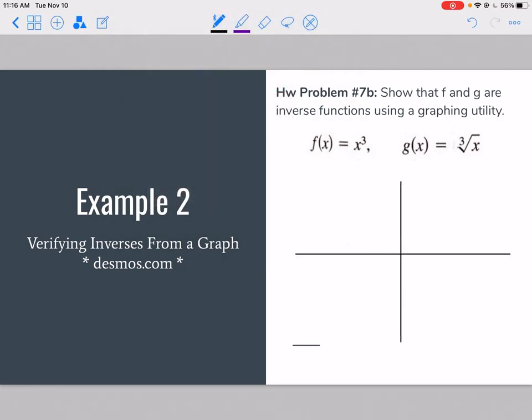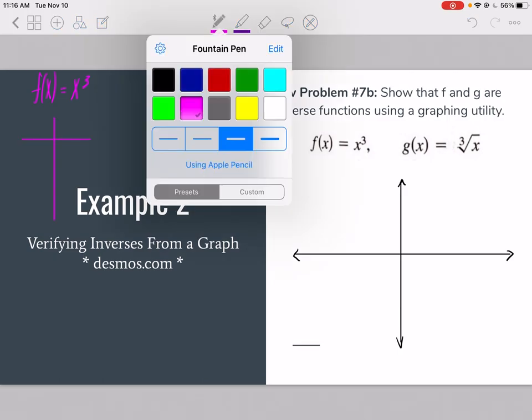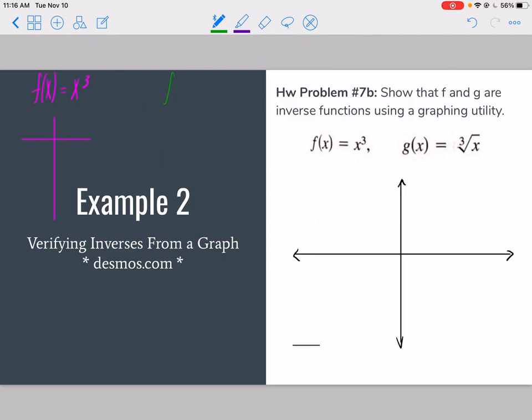So if we are verifying with a graph, then what we are going to do is make two tables. We can do that over to the side. So let's put f of x equals x cubed right here, make a table, and then we're going to do the same thing with g of x equals cube root of x, and make a table right here. Okay, so x, y, x, y. We can pick any values to plug in. We just at least have to have a couple points on here.